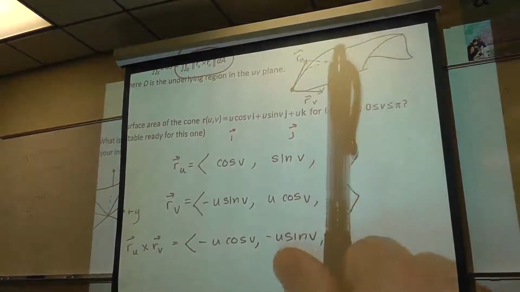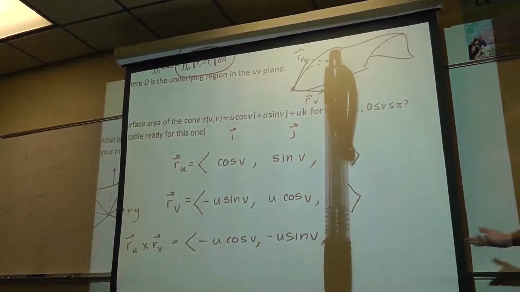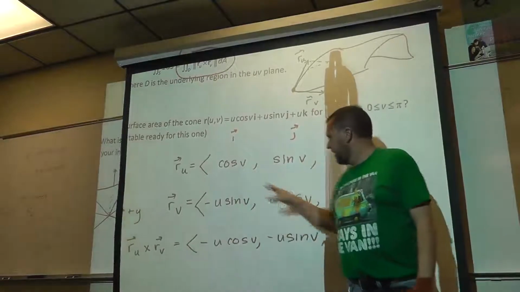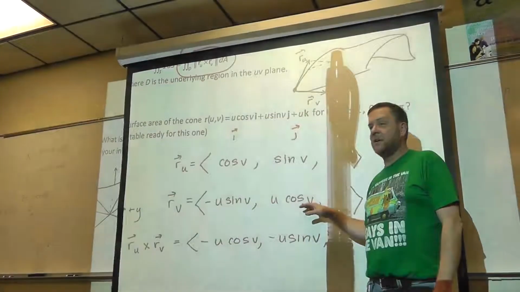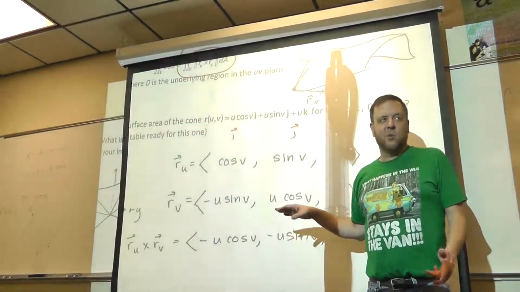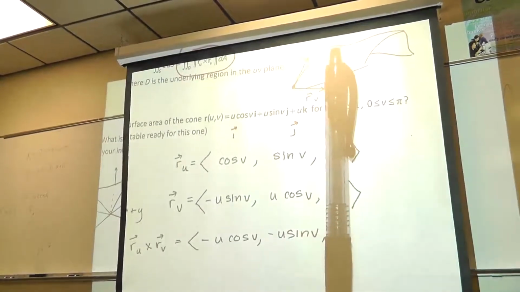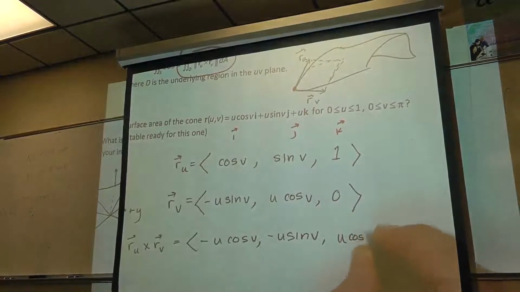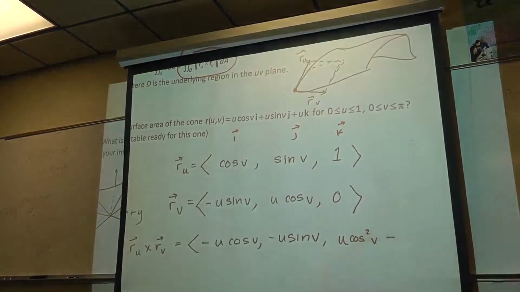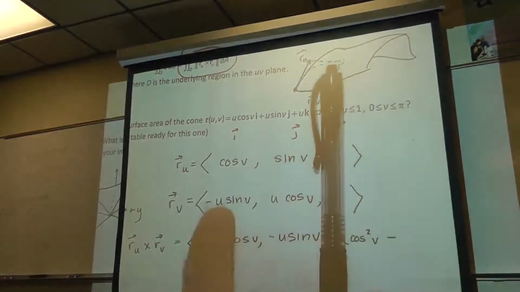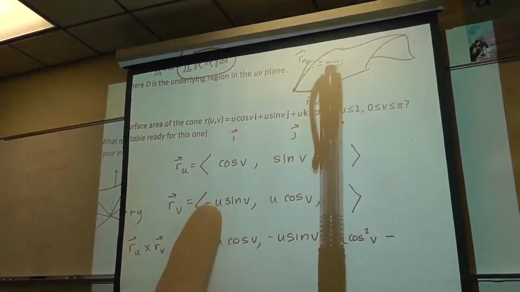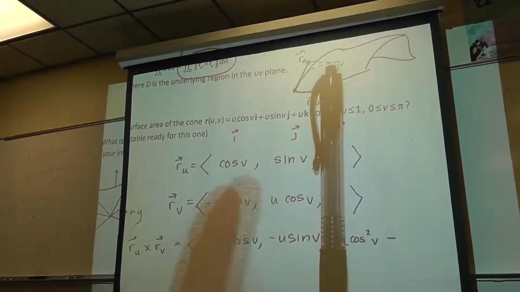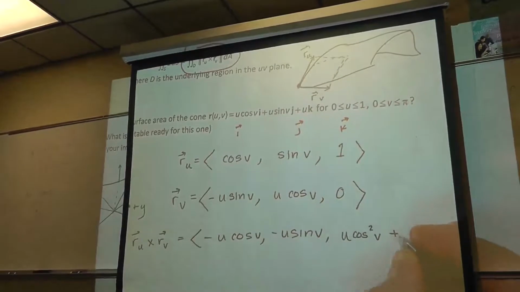And then my k component for the cross product, you're back to a normal 2x2. So right here, cosine v times u cosine v is u cosine squared v. I'm just going to write that down there. And then minus, this times this is minus negative, so it should become plus u sine squared v.